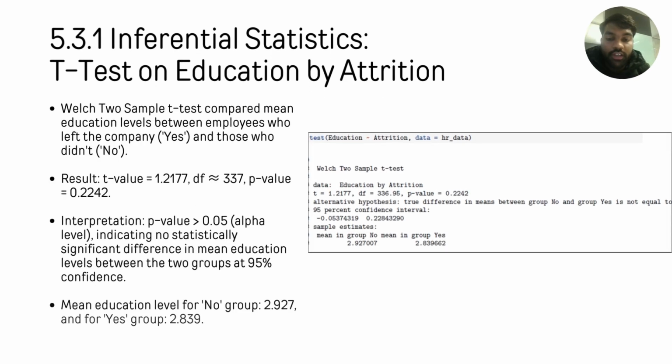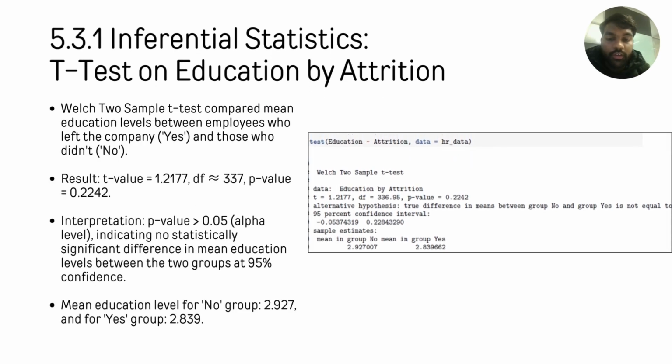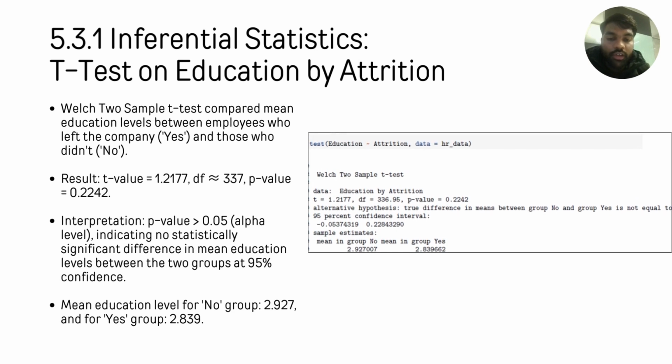Moving on to the inferential statistics, the first one being t-test on education by attrition. A Welch two-sample t-test was conducted to compare the mean education levels between employees who have left the company and those who have not. The p-value was found to be 0.2242, which is above the conventional alpha level of 0.05. This indicates that there is no statistically significant difference in the mean education levels between the two groups at the 95% confidence interval. The mean education level for the no group is 2.927 and for the yes group is 2.839. The no and yes are for the attrition.